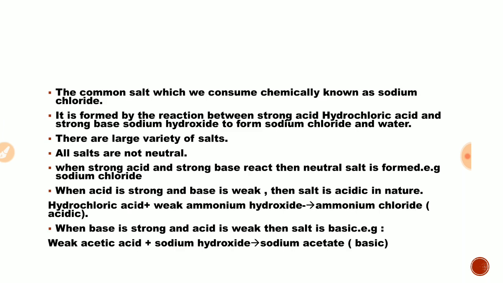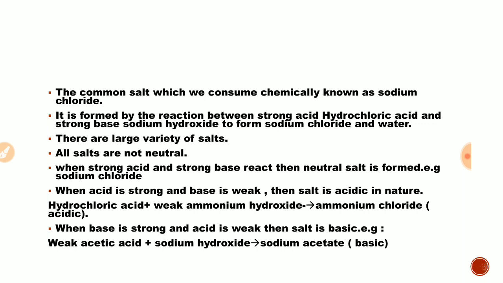The most common salt that we consume in our daily life is chemically known as sodium chloride. The salt which we use in vegetables or on the salad, that is table salt. It is chemically known as sodium chloride. How is it formed? It is formed by the reaction between a strong acid, hydrochloric acid, and a base, sodium hydroxide. When hydrochloric acid and sodium hydroxide react with each other, they form sodium chloride and water. Sodium chloride is a salt.